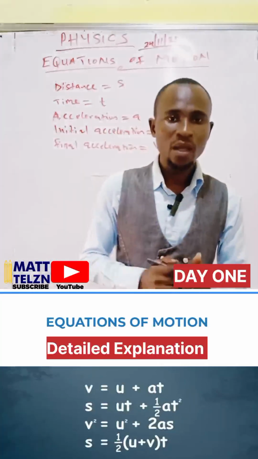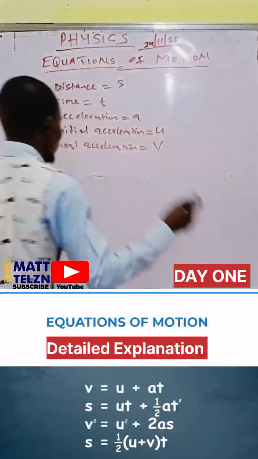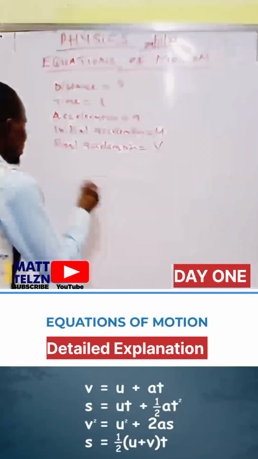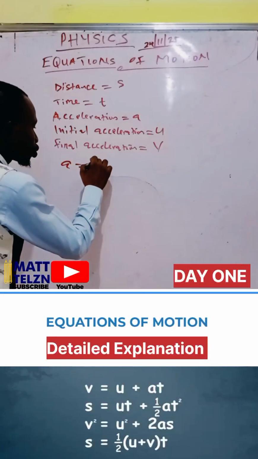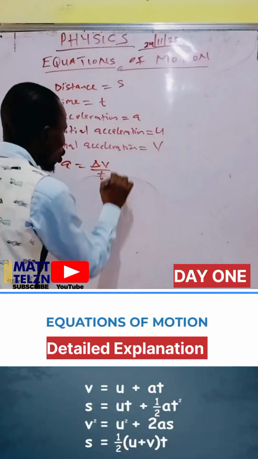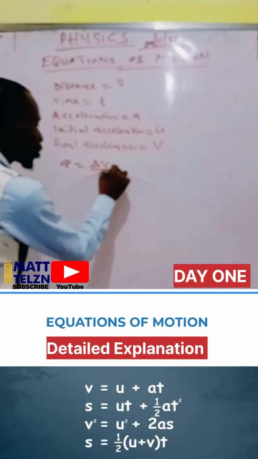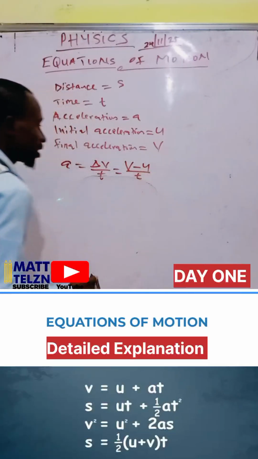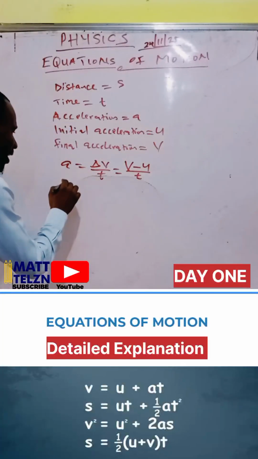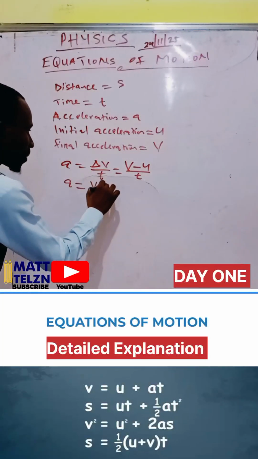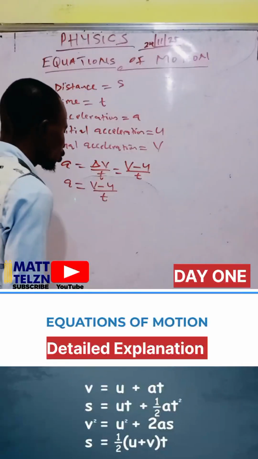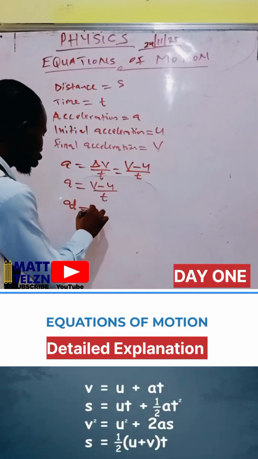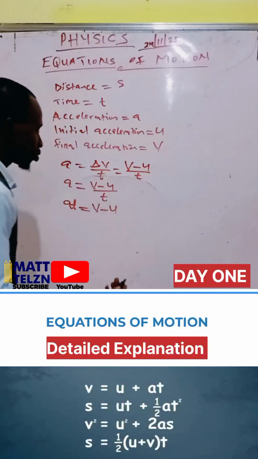So for the first equation, we are going to have this. Considering an object moving with uniform acceleration, that means acceleration is equal to change in velocity over time, right? Now change in velocity is expressed as final velocity minus initial velocity, all over my time. So what I have is a equals v minus u over t, right? Good. Now if I cross multiply, what I'm going to have is at equal to v minus u, right?